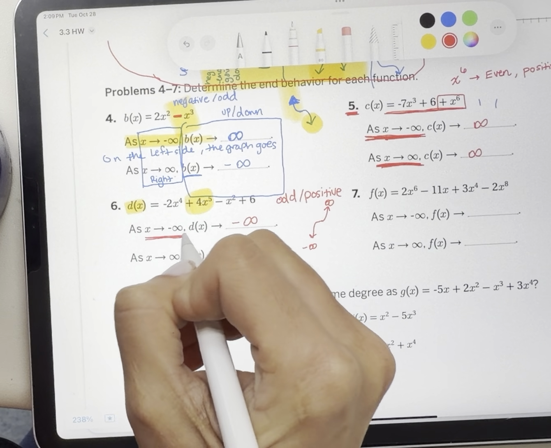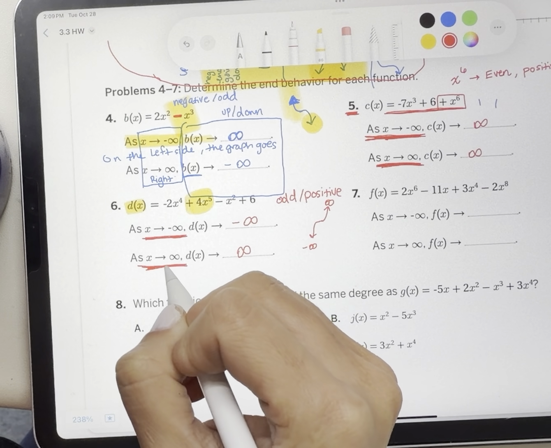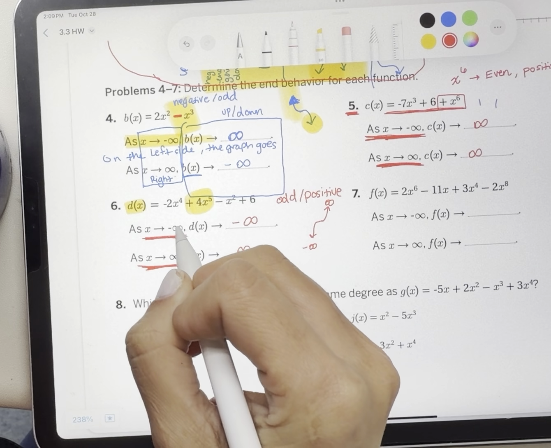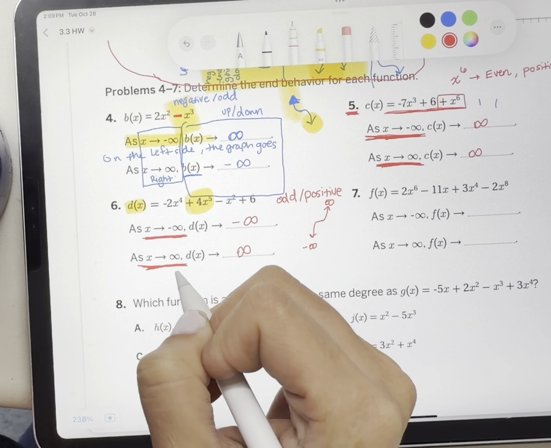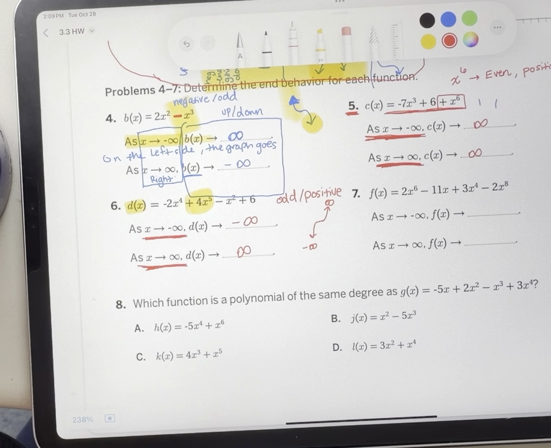But do check, you guys. Do check this, because there are certain books and ways where they put x to infinity on the first line and x to negative infinity on the bottom line. That would mean that they're asking you about the right side first and then the left side.